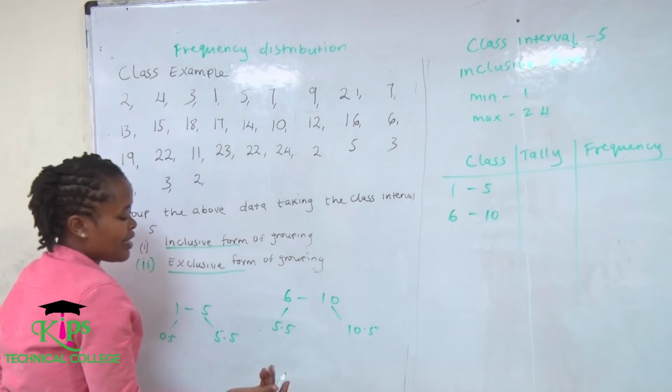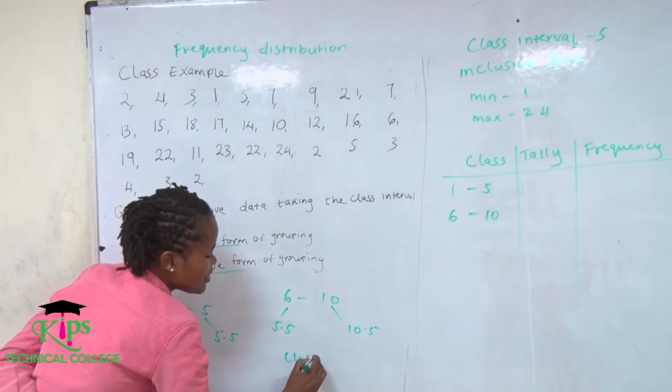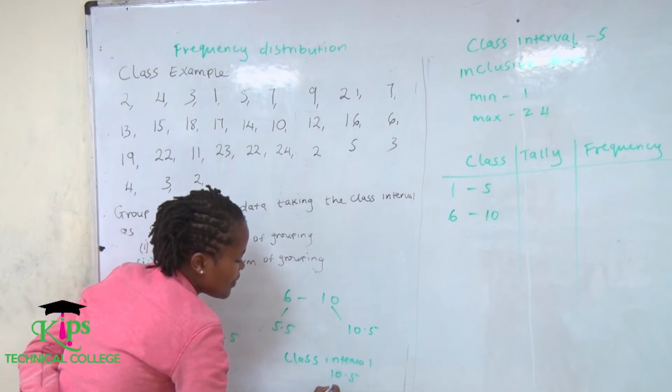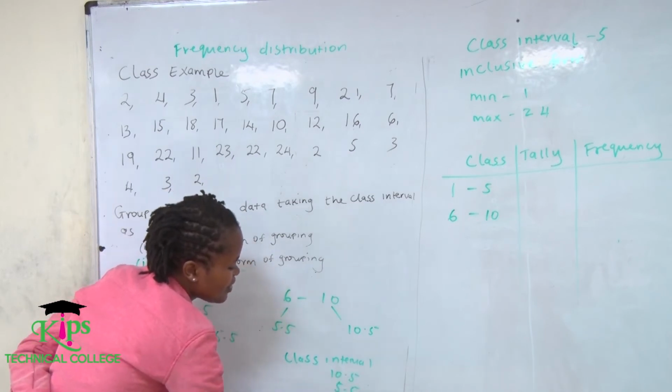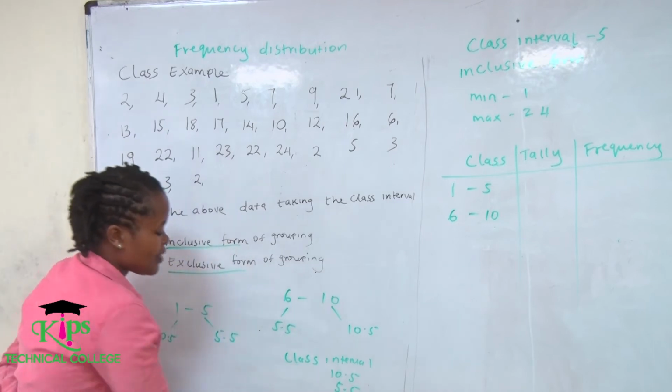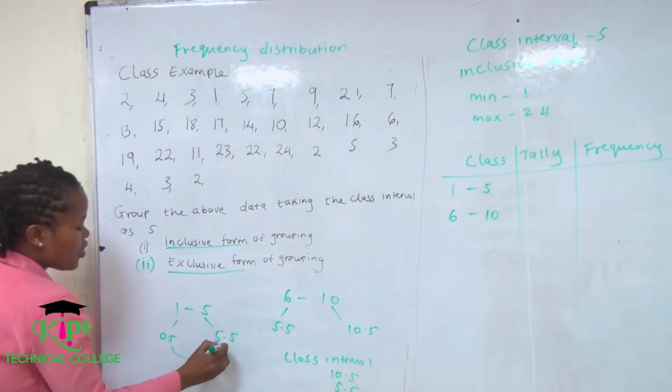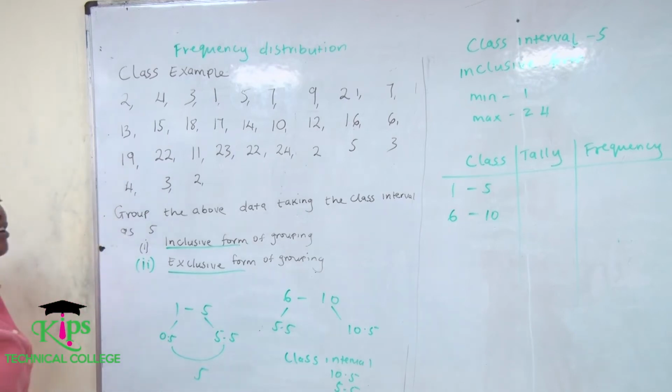Then find out whether the class interval is 5. So in this case, the class interval is equal to 10.5 minus 5.5, which will give us 5. That is our class interval. The class interval should be equal for all the groups. Also here the class interval is 5.